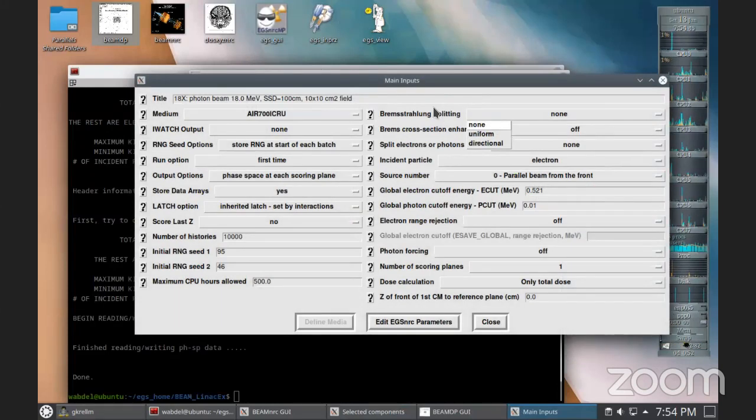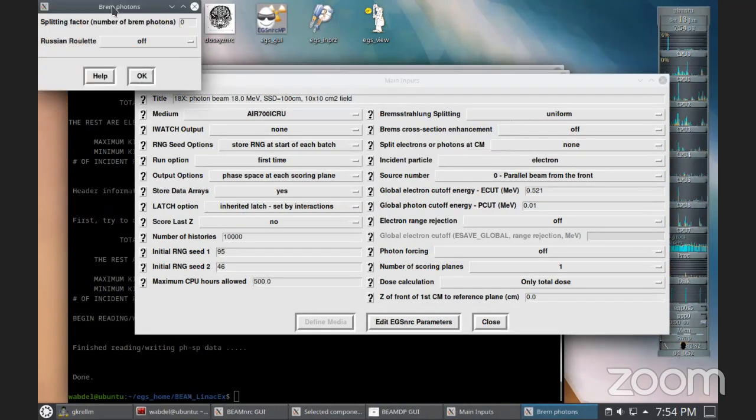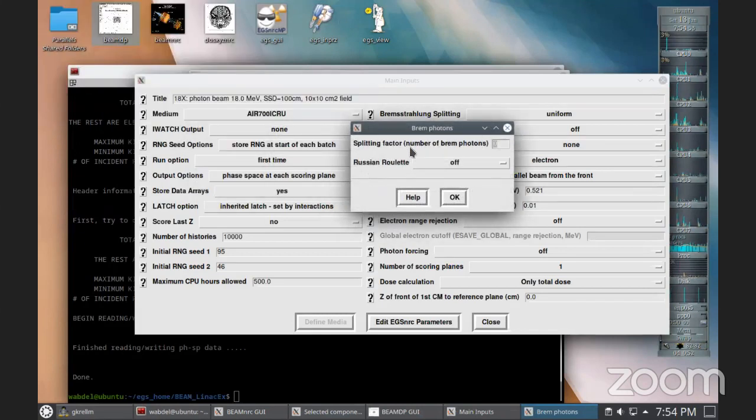Basically what it means is that when you get a bremsstrahlung event, okay, if I have one bremsstrahlung event, then multiply that event. I want it to be split. So make, for example, 100 times. So I have one bremsstrahlung event, but I get 100 bremsstrahlung photons, and they will be sampled in a uniform distribution, angle-wise. But to keep everything statistically correct, I have to divide the statistical weight of each of these particles by the number of splits.